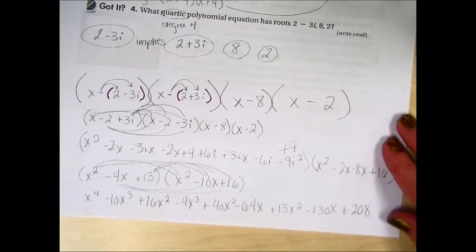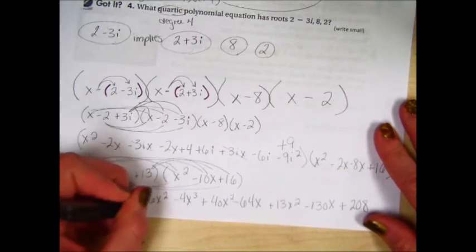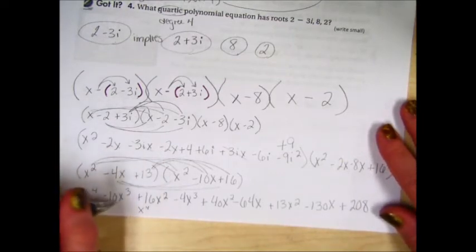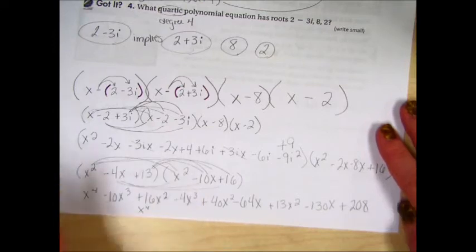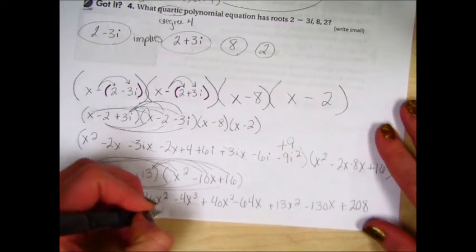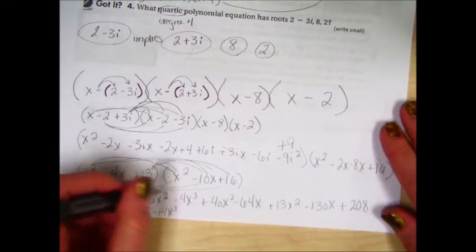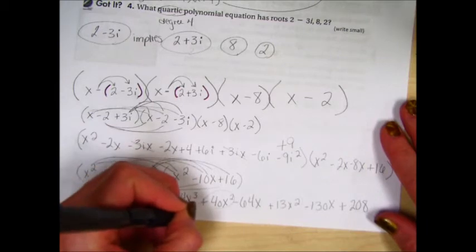All right. Last step is we get to put all of this stuff together. So we have an x to the 4th and just enough room for it. When you put all of your cubes together, you have negative 10x cubed, negative 4x cubed, and those are it. So you get minus 14x cubed. You look at your x squared, so you get a positive 16x squared, a positive 40x squared, and a positive 13x squared. So a positive 69x squared.